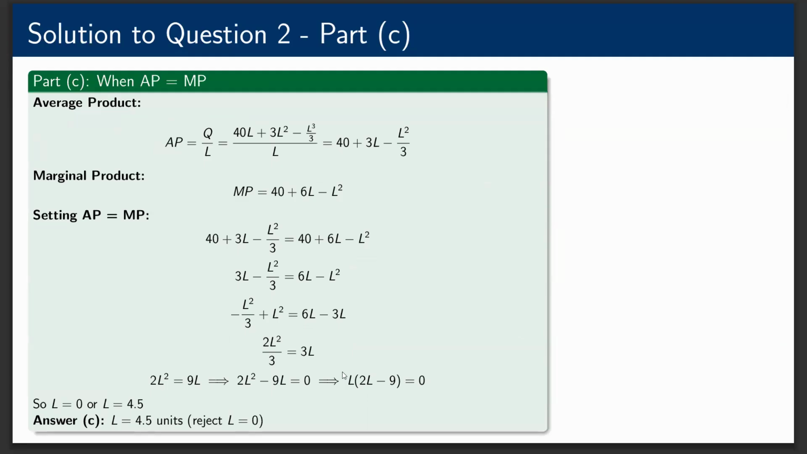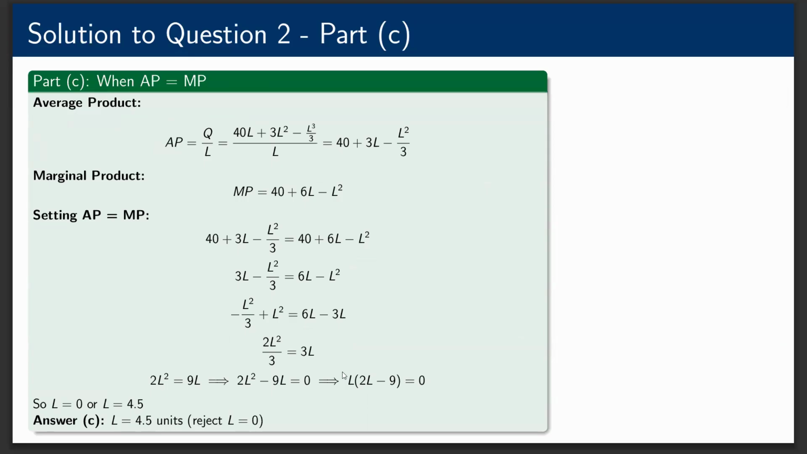Where AP equals MP, you can find out the value of L. But remember one thing: at the total product where AP equals MP, both are equal at the maximum point of AP. So we simply have to find the amount of labor where AP is maximum. Just do that.